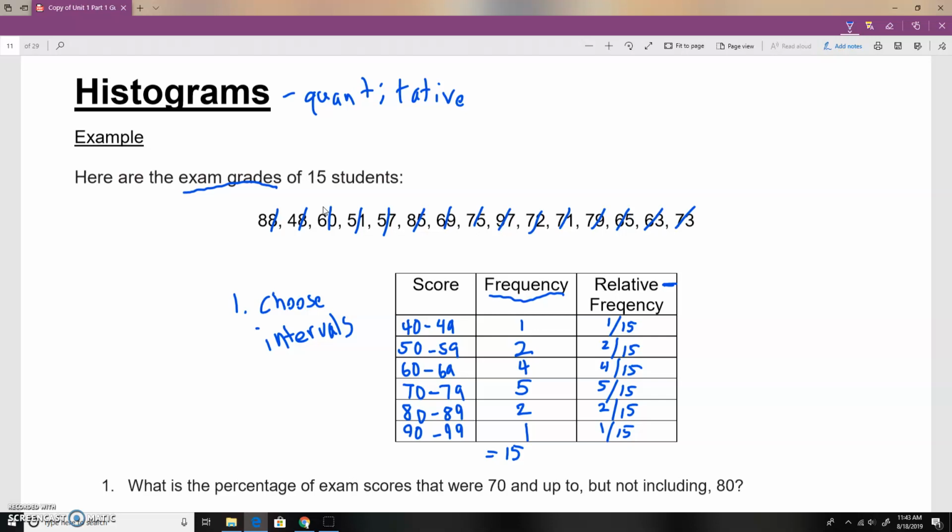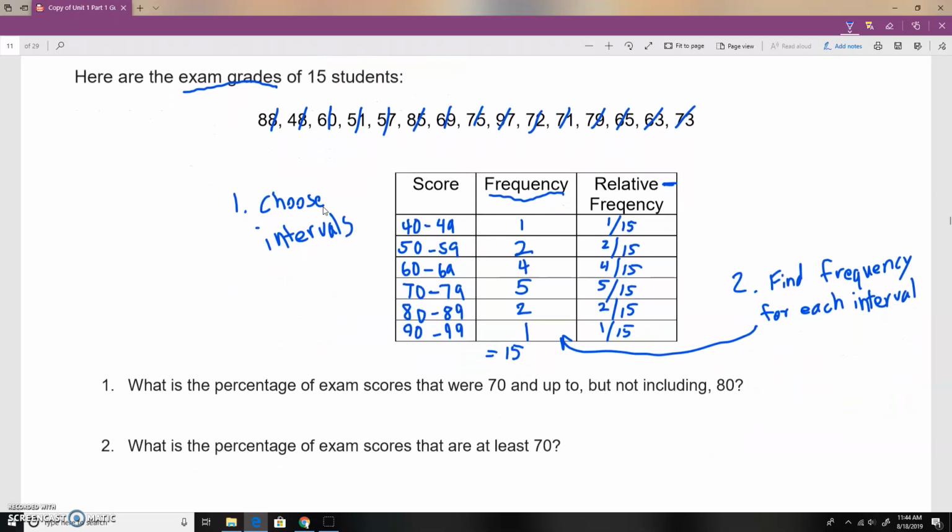That's perfectly fine. Okay. So our first step was to choose the intervals. Our second step, we just said, is to find the frequency for each interval, which then goes here. Okay? And that's our frequency table. Now, we can use this frequency table to answer some questions about this data.